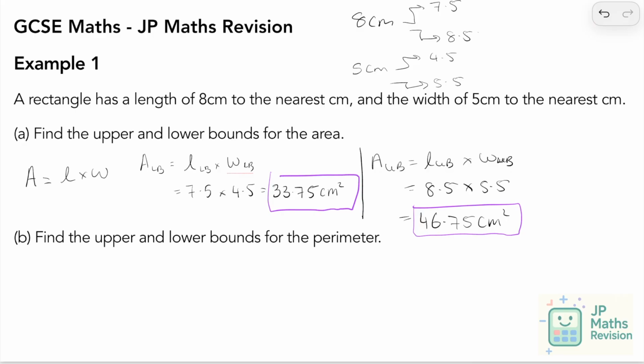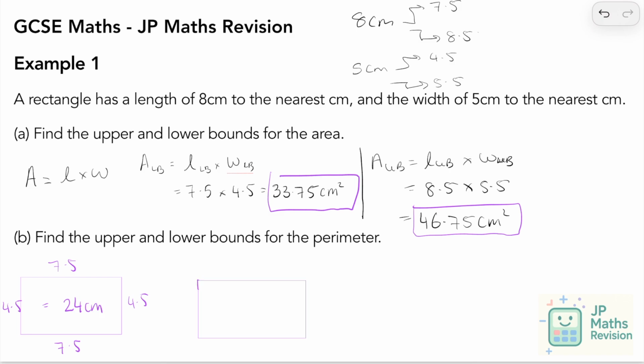So now we want to find the upper and lower bounds for the perimeter. So for a rectangle, to find the perimeter, you add up all of the sides. So a rectangle has 4 sides. So if we want to find the lower bounds, we're going to add up all of the smaller numbers. So we're going to do 7.5 plus 4.5 plus another 7.5 plus another 4.5. So if we add up those numbers, I'm doing 15 plus 9, so that's going to be 24 centimetres.